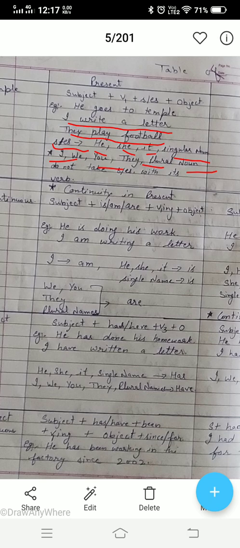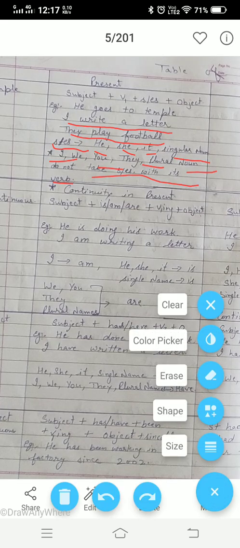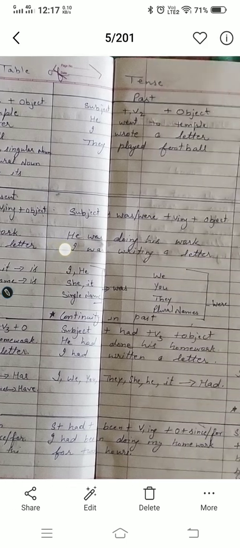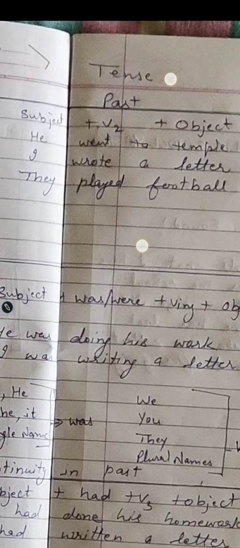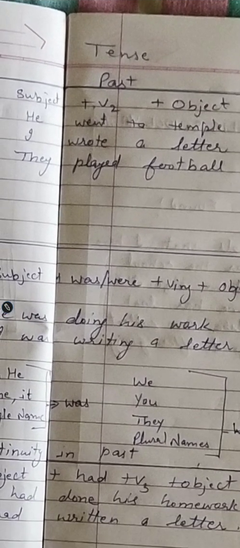Then we will not use s or es with its verb. Clear? Now we read the second comparison.